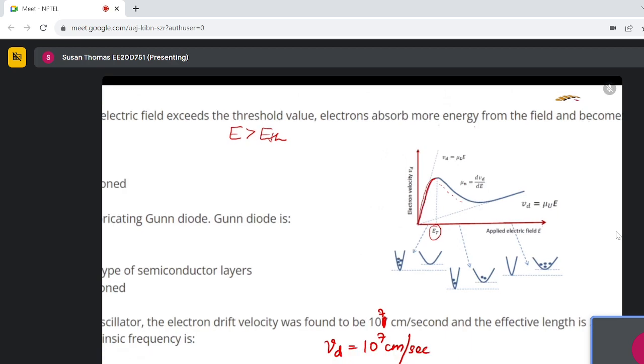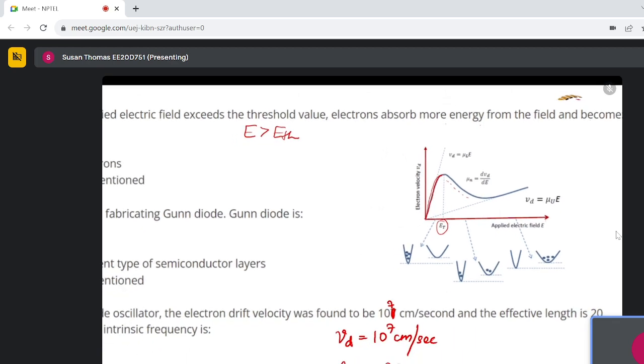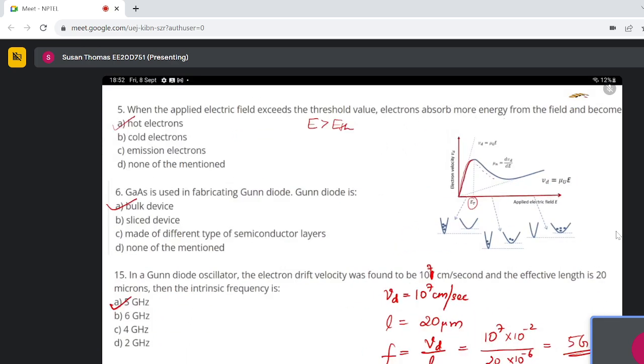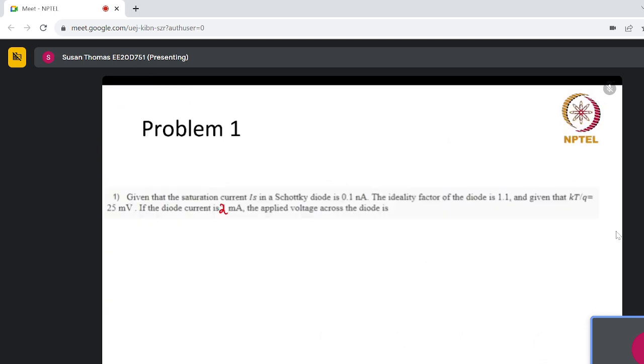Okay, so that is about the Gunn diode, and you know the basic working principle of Gunn diode. I just wanted to make a note of that. Now let's move on to solving a few questions which will eventually help you with solving the assignment questions. So the question is on Schottky diode. And before going to the question, let me discuss what is the diode current equation.